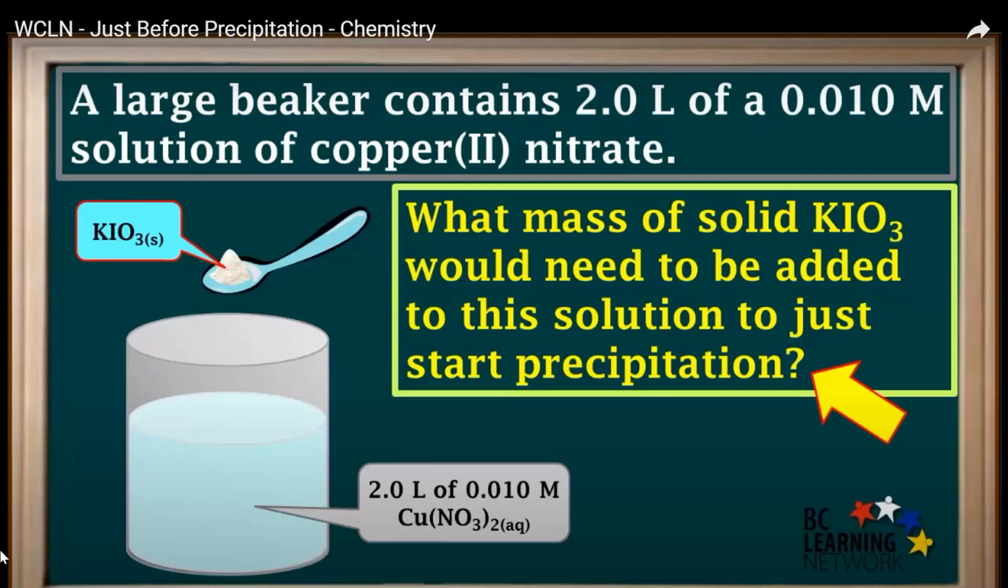I would start by writing the solubility equilibrium equation and then I would write the Ksp, usually because you can figure out what your Ksp is based on your solubility equilibrium equation.